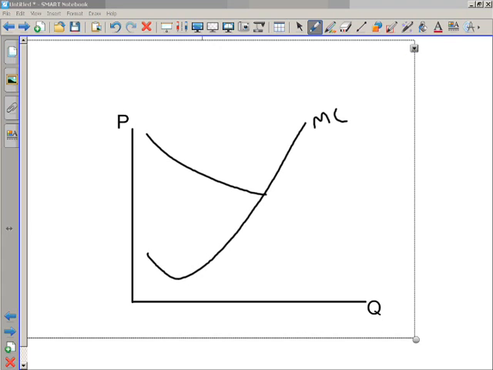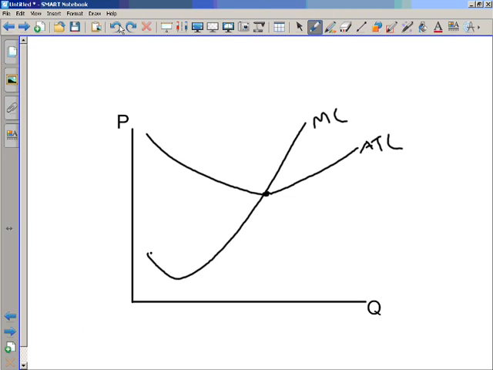The average total cost curve has to intersect the marginal cost curve at efficient scale. The reason is, again, as we've talked about before, that average-marginal relationship. Whenever the marginal is below the average, then the average must be falling. Whenever the marginal is above the average, the average must be rising. So they have to intersect just in that way.